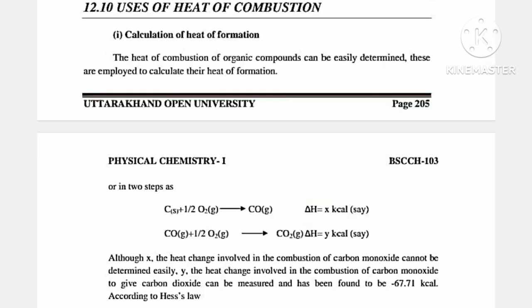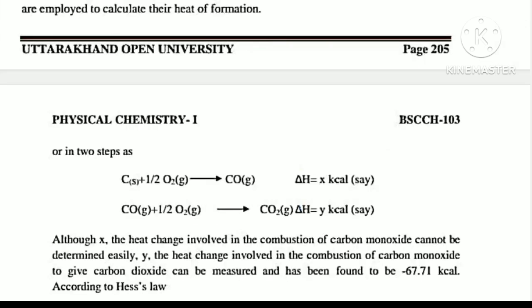Uses of heat of combustion. Calculation of heat of formation. The heat of combustion of organic compounds can be easily determined. These are employed to calculate their heat of formation. Carbon to CO2 can also be obtained in two steps, as C plus half O2 is equal to CO, delta H is equal to X kilocalorie, and CO plus half O2 is equal to CO2, delta H is equal to Y kilocalorie.